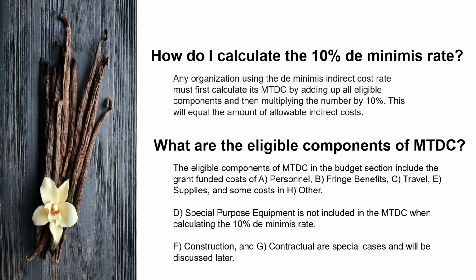So what are the eligible components of the modified total direct cost? The eligible components of modified total direct cost in the budget section include categories A, personnel, B, applicable fringe benefits, C, travel, E, supplies, and some costs in H, other. The category D, special purpose equipment, is not included in the modified total direct cost when calculating the 10% de minimis rate. F, construction, and G, contractual, have their own rules, which we will discuss in a few slides.